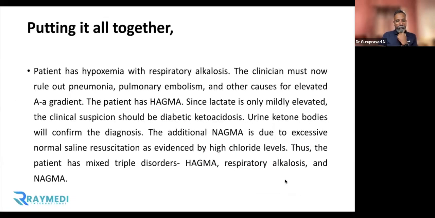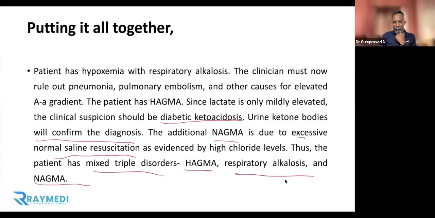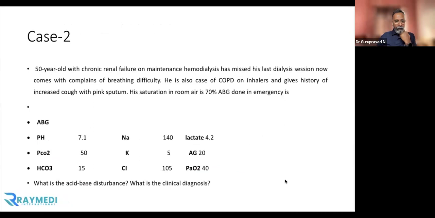So putting it together, the patient has hypoxemia with respiratory alkalosis and the clinician should rule out the causes, and it is HAGMA. Since lactate is only mildly elevated, the clinical suspicion is diabetic ketoacidosis. Urine ketone bodies will confirm the diagnosis, and the additional NAGMA is due to excessive saline resuscitation. So there is a triple disorder: a high anion gap metabolic acidosis, a normal anion gap metabolic acidosis, and a respiratory alkalosis. So this is how you interpret an ABG.